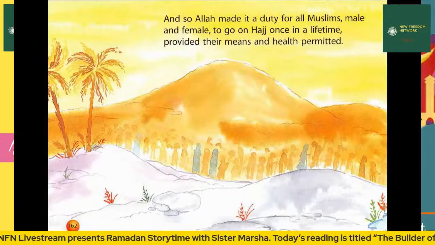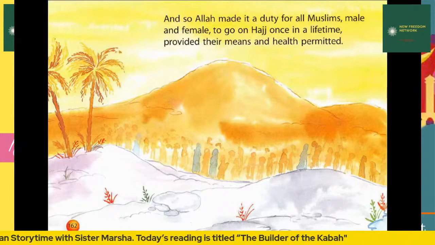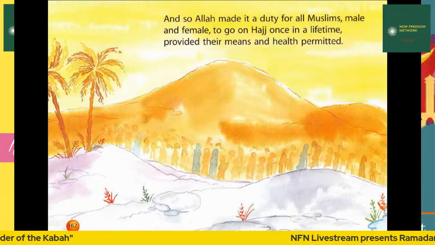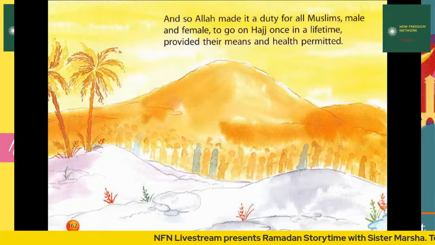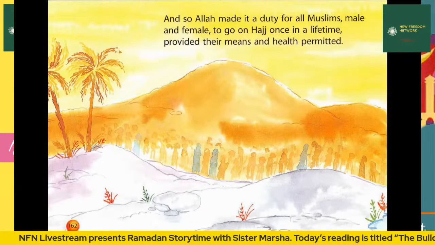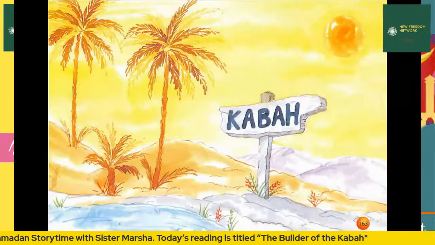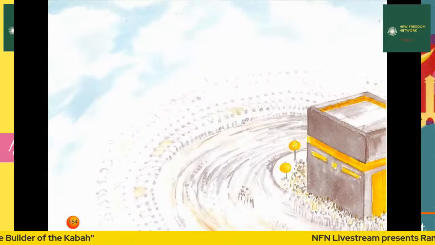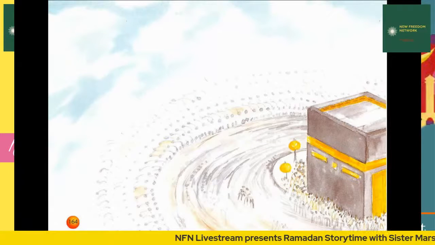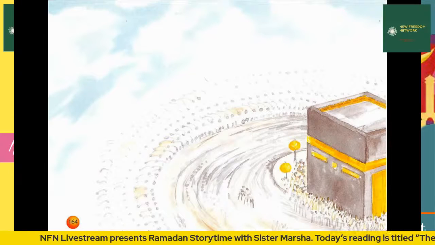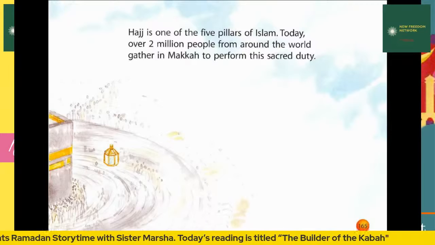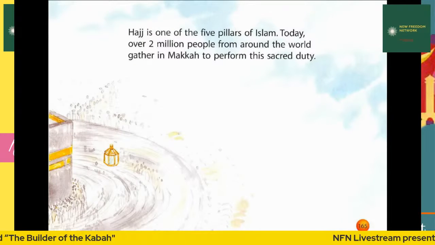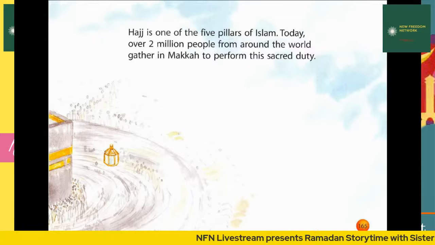And so Allah made it a duty for all Muslims, male and female, to go on Hajj once in a lifetime, provided their means and health permitted. And so when we say provided their means, they have to have enough money to make the trip, and they also have to be in good health. And here we see a sign leading to the Kaaba. And then we see another image of the Kaaba. It's that black stone there on the right-hand side of the screen. Hajj is one of the 5 pillars of Islam. Today, over 2 million people from around the world gather in Mecca to perform this sacred duty.